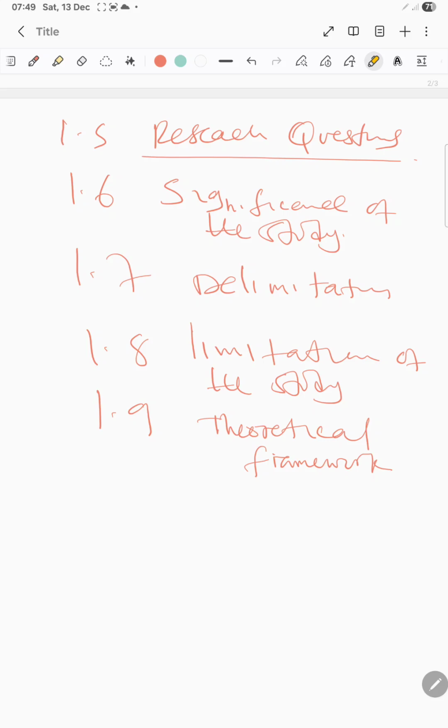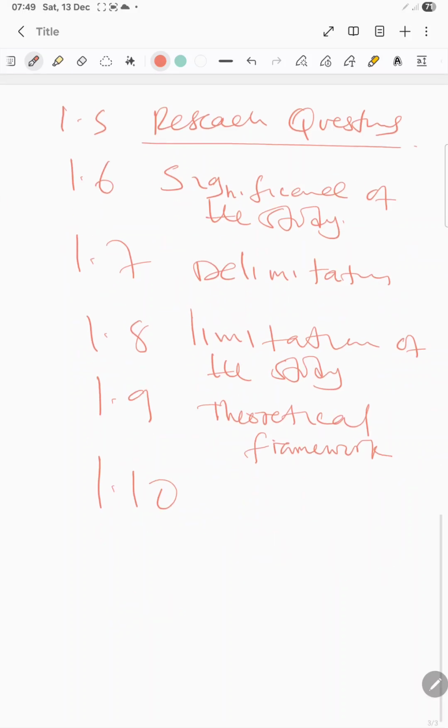All right. Then apart from that, we go to 1.10. Now what is this 1.10 of a research proposal, chapter 1? So 1.10 is called the definition of operational terms.